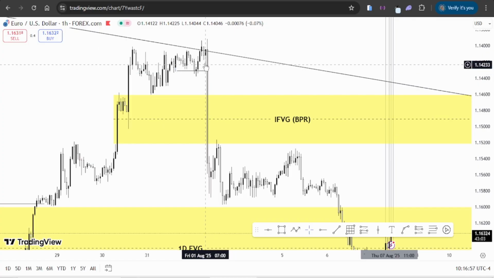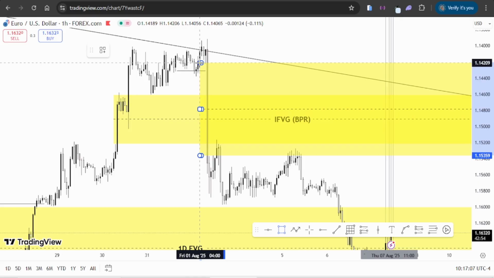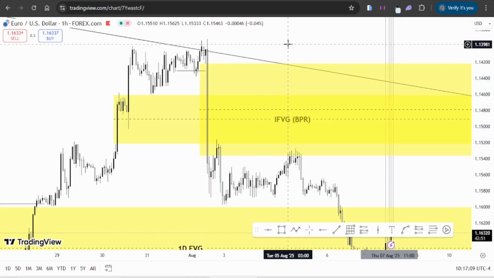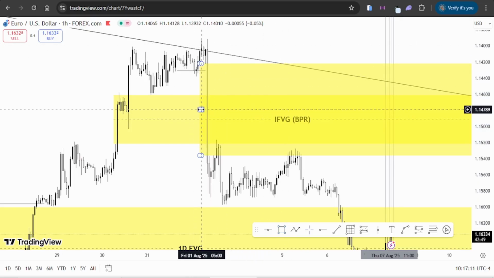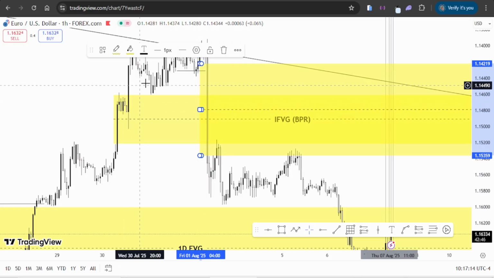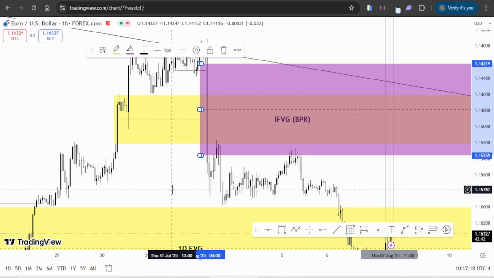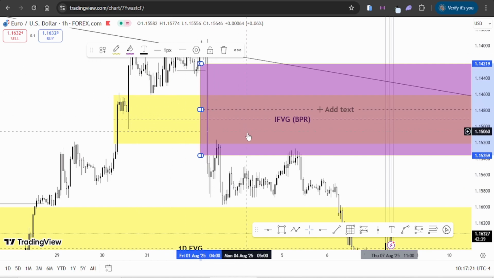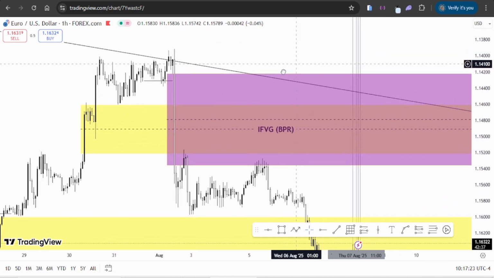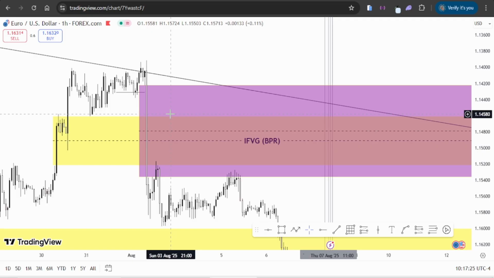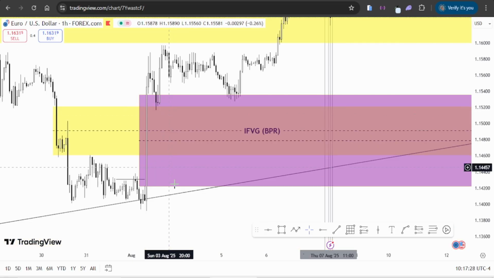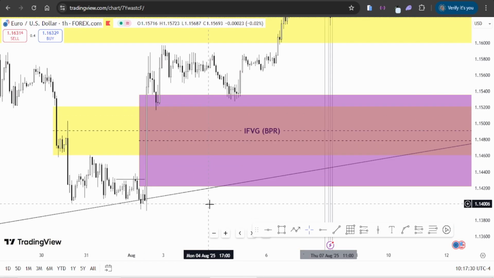So now there is still another fair value gap from this low to this one. Okay, so this 1 hour fair value gap, I will give it a purple color. If that is enough, let us just leave it at purple for now and go back to our normal trend.